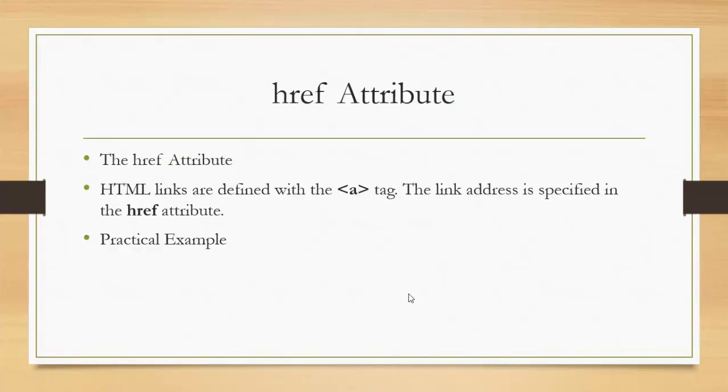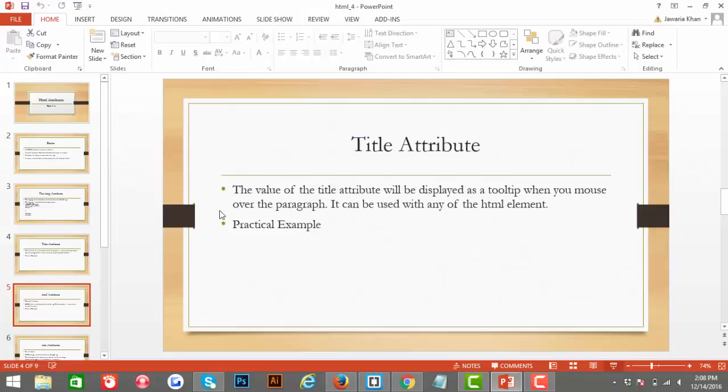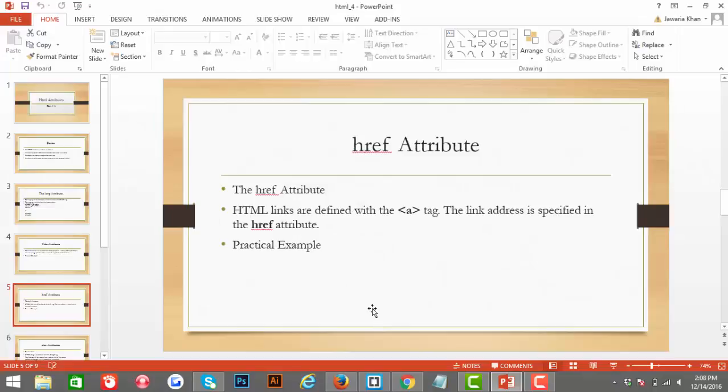Then the href attribute, we have already studied about the href attribute. It is used inside the anchor tag. The anchor tag is basically for giving a link of a website or URL link or anything. You will just go to that link, press that link, and you will be redirected towards that page. We will also see a practical example for href.